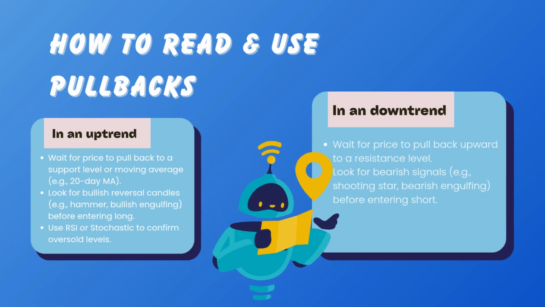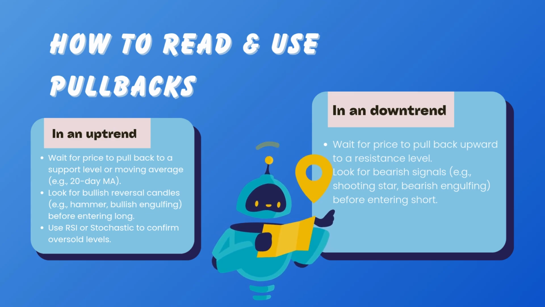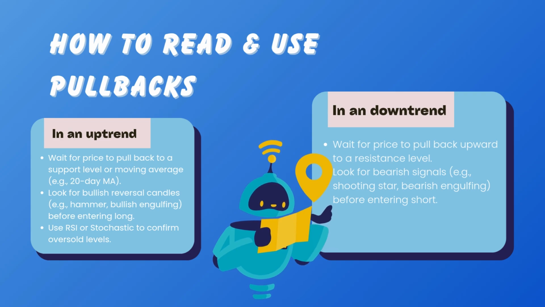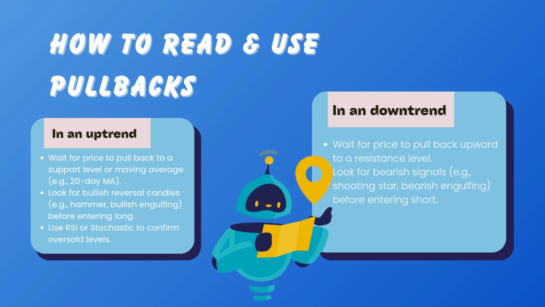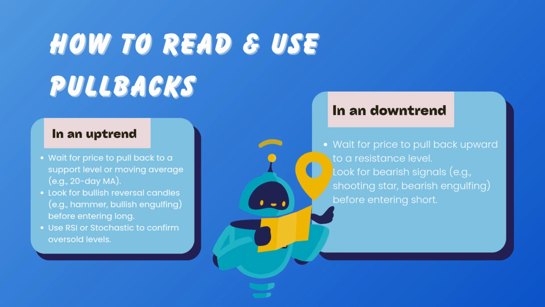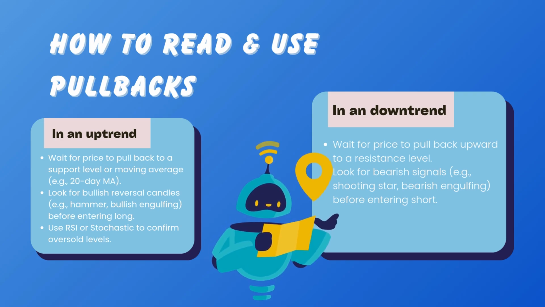In contrast, during a downtrend, traders wait for the price to pull back upward to a resistance level. Then, they look for bearish signals like the shooting star or bearish engulfing patterns before entering short positions. These strategies allow traders to time entries more precisely and reduce unnecessary risk.